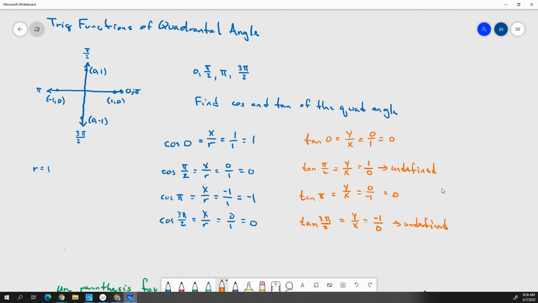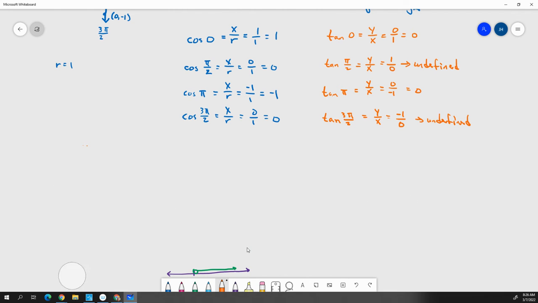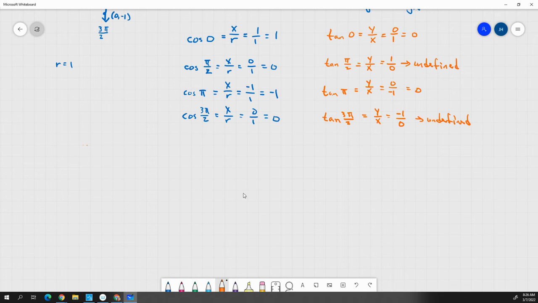So that's just a little something with the quadrantal. It's kind of just a little stretch on what we were doing the other day, right? It's not that much different. It's just dealing with those axis angles.